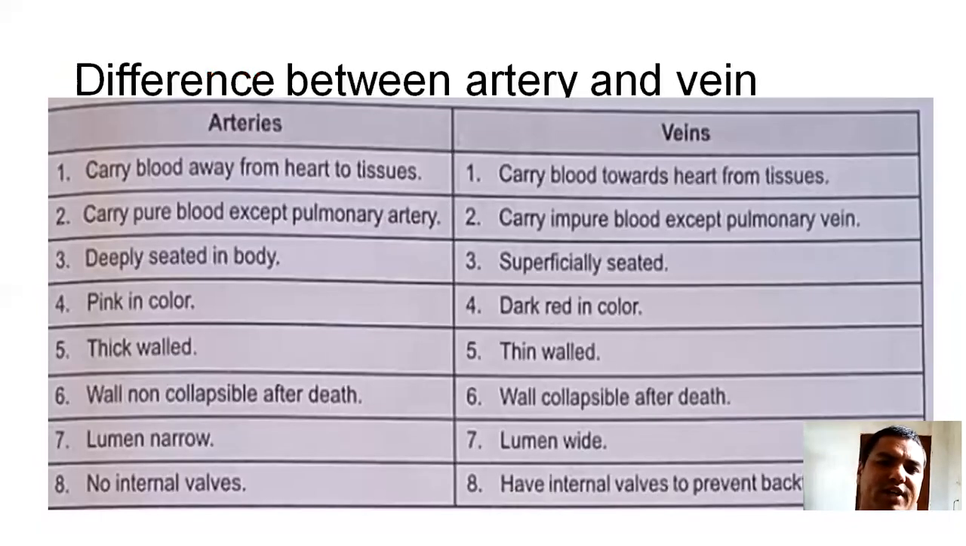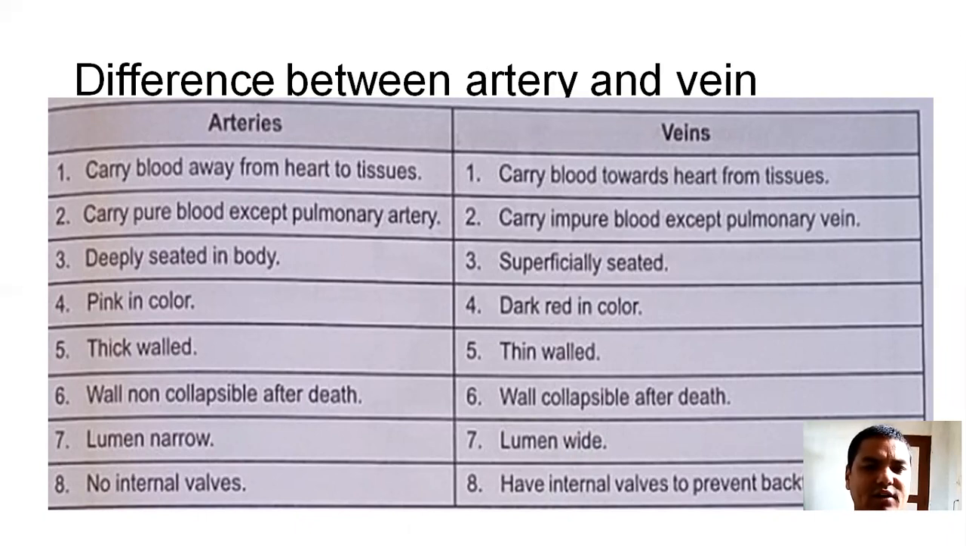Some differences between the arteries and the veins are shown here. Artery carries blood away from the heart to the tissue. Vein carries blood to our heart from the tissue. Artery carries pure blood except the pulmonary artery. Vein carries impure blood except the pulmonary vein. Artery is deeply seated in the body, but vein is superficially seated in our body.